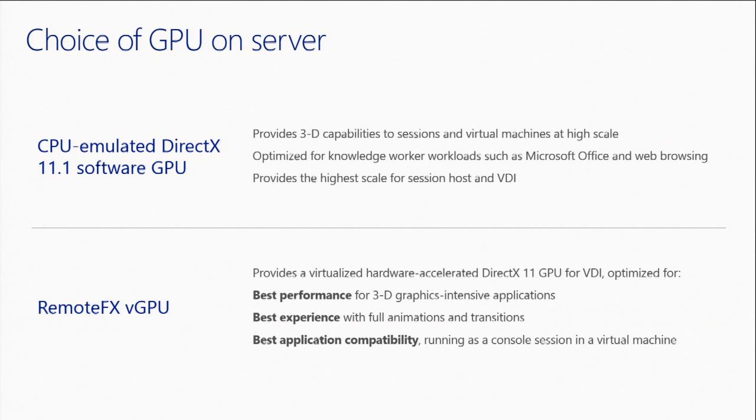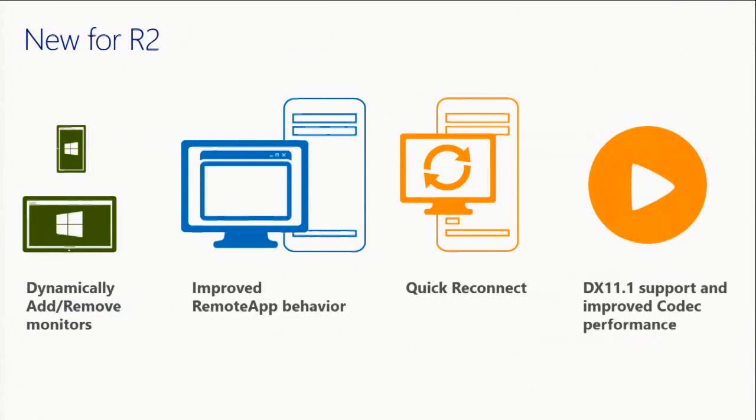I talked a little bit about the GPU. Like I said, and we'll do a little bit of demo. For the most part, the CPU emulated or the soft GPU is fine. It works great for most applications. If you do have stuff that's 3D accelerated, or you really want full animations and things, if you want to put GPUs in your server, we can virtualize that GPU. We can slice up a single GPU, make it available to multiple virtual machines.